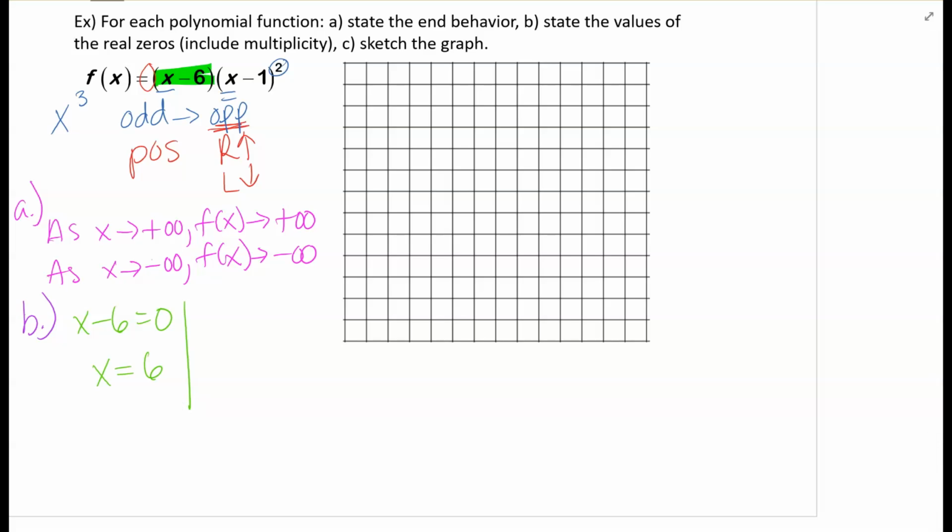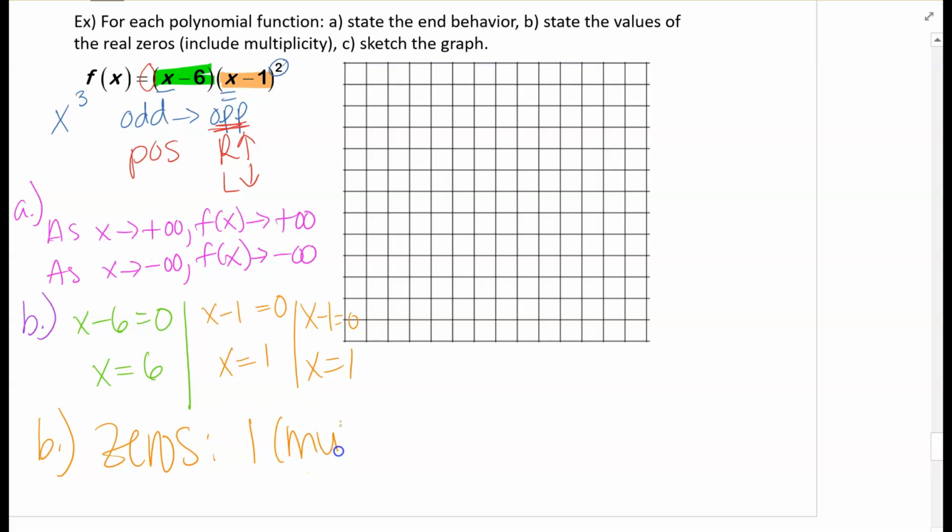And then notice for my other one, I have x minus 1. So I have x minus 1 equals 0. So x is equal to 1. But this one actually has a squared. So you really have two of those. X minus 1 equals 0. So x equals 1. So notice this time for my zeros, for part B, my zeros are going to be 1 with multiplicity 2. And then my 6 is my last 0.